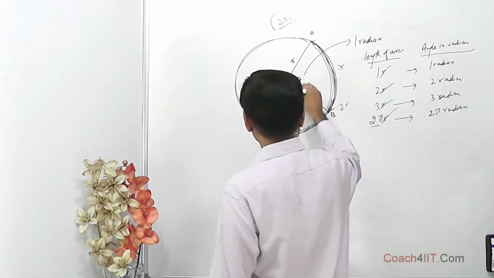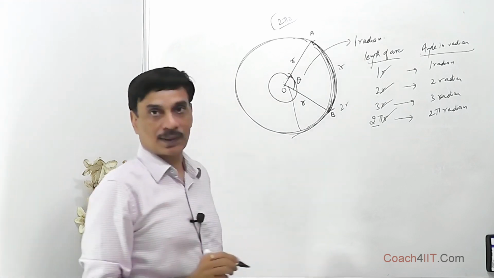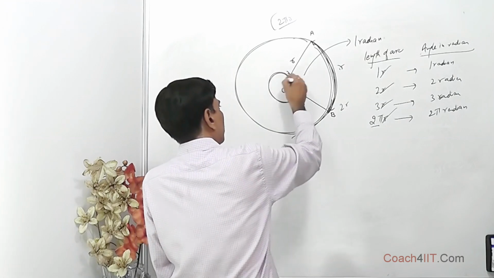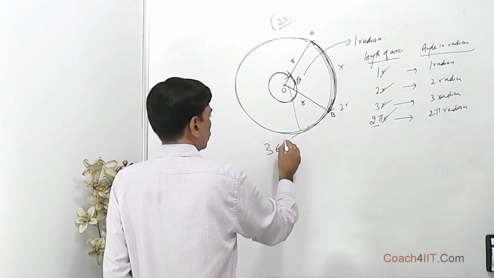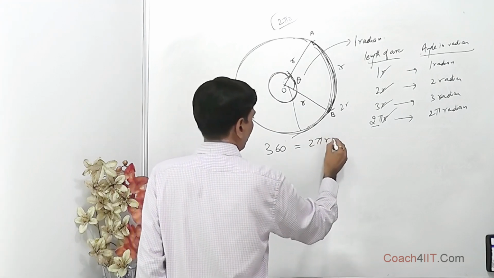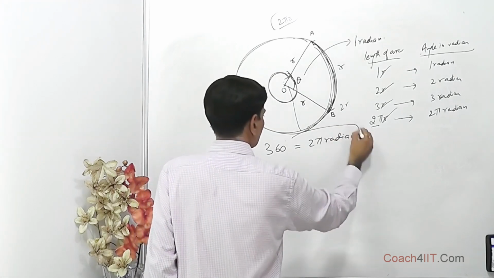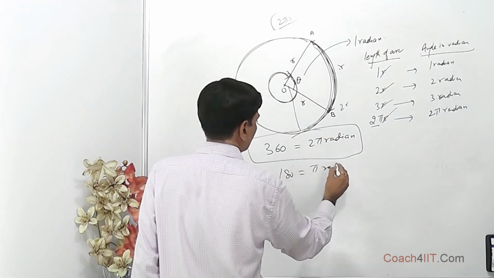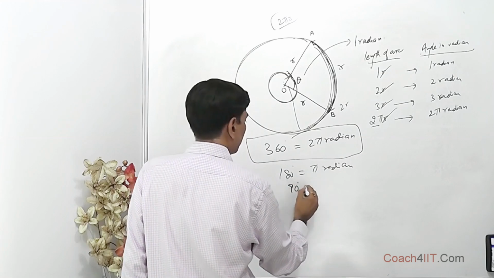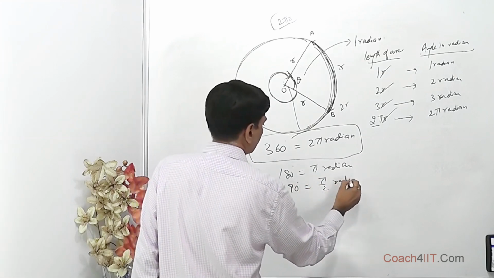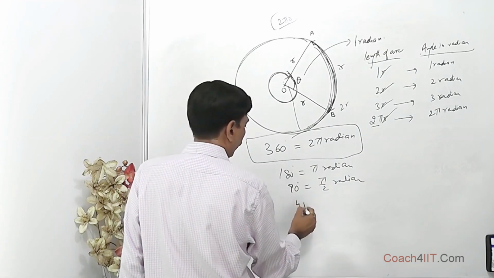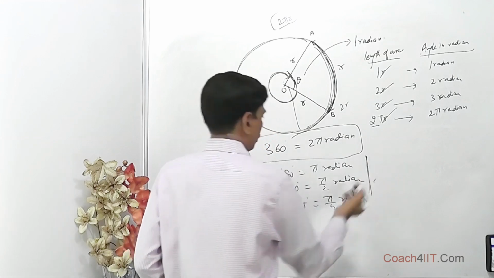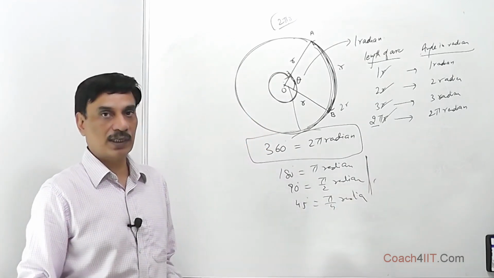So it means in one circle, when the circle is completed, this is equal to 2 pi radian. But this whole thing from here to here is 360 degrees. So it means 360 degree is equal to 2 pi radian, or 180 degree is equal to pi radian. 90 degree is equal to pi by 2 radian. Divide further, 45 degree is equal to pi by 4 radian. These are values which are generally used in mathematics very frequently.